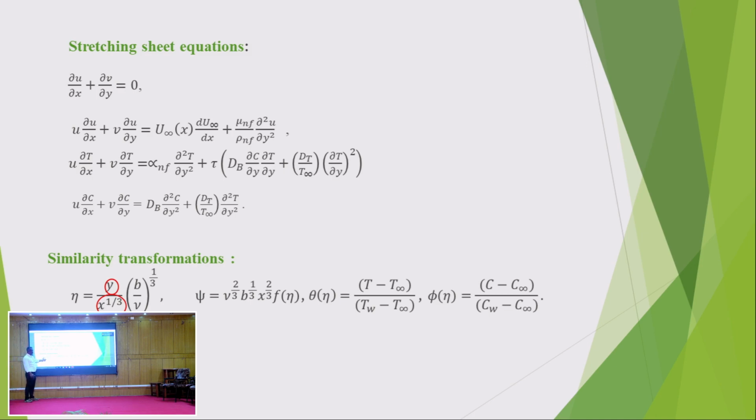Our similarity transformation is obtained like this: y by x to the power 1 by 3 into some constant. It includes both the variables. Then your claim will become appropriate. Otherwise, your claim is not appropriate. So we derived with this similarity transformation and we obtained the solutions, and there we find the results.